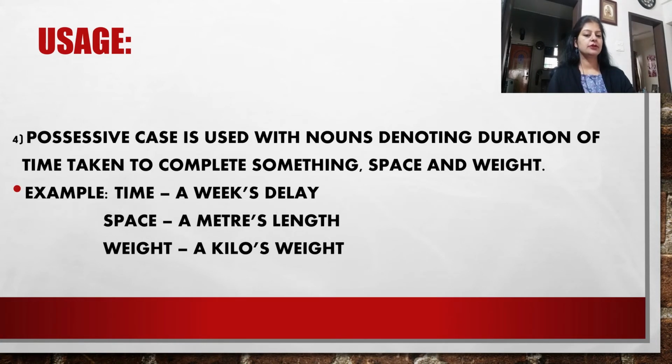Possessive case is used with nouns denoting duration of time taken to complete something. It can be used with space and weight. For example, time, a week's delay. Here we can show possession with apostrophe s. For showing space, a meter's length. For telling about the weight, we can use possessive case, a kilo's weight.